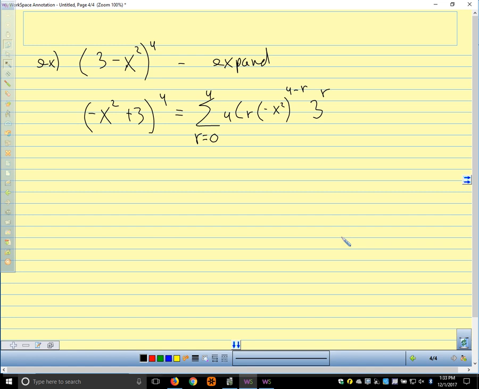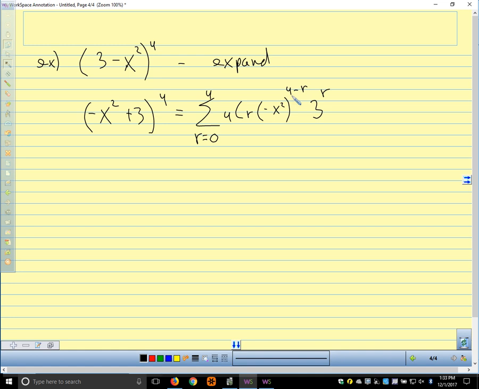So a couple of things that we have to be careful of. Here we have a minus x squared. So our signs are going to alternate between positive and negative, depending on if 4 minus r is even or odd. And we also have an x squared there. So whatever our exponent is here, we have to multiply it by 2. I got it. Never mind.